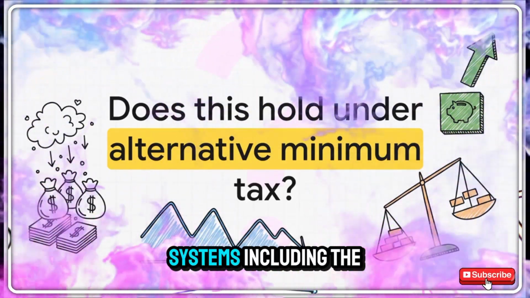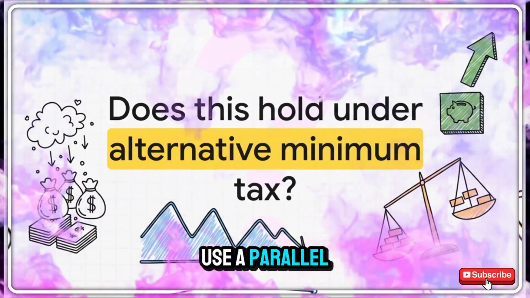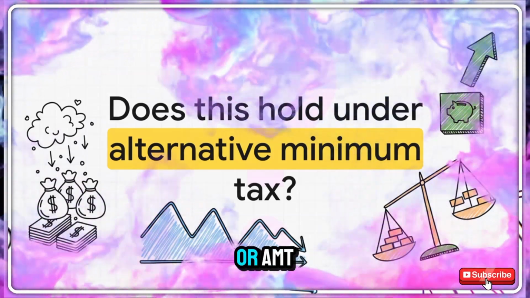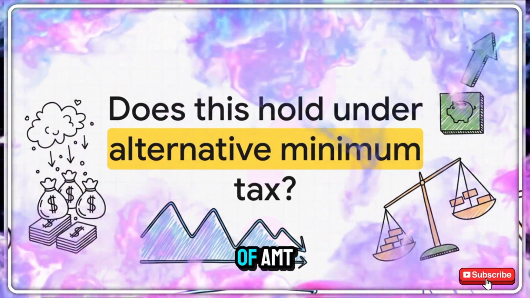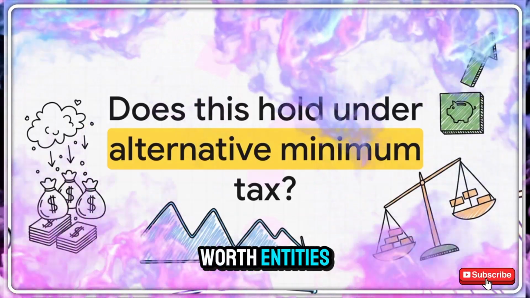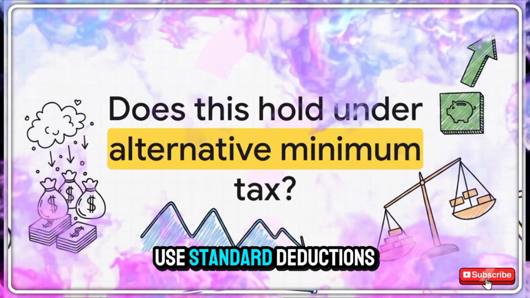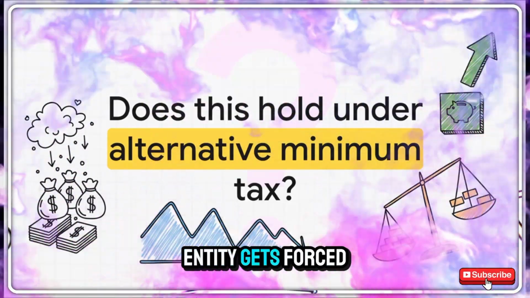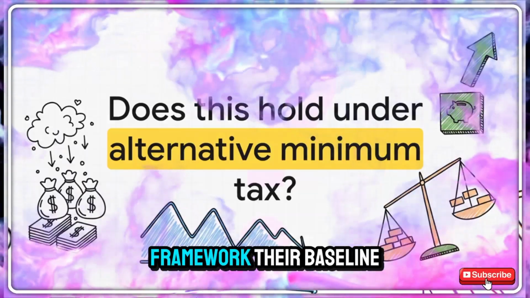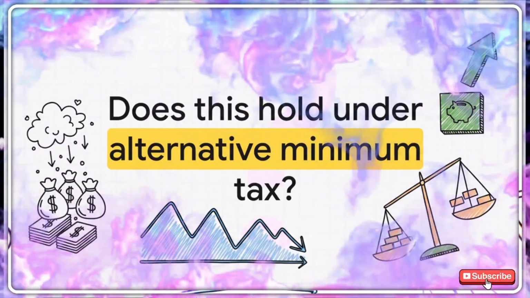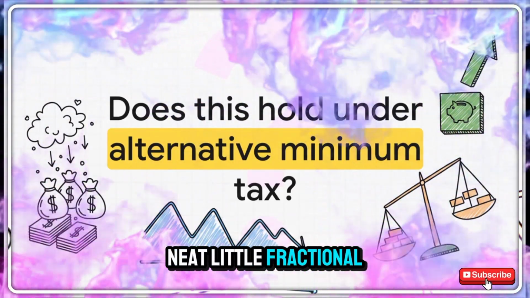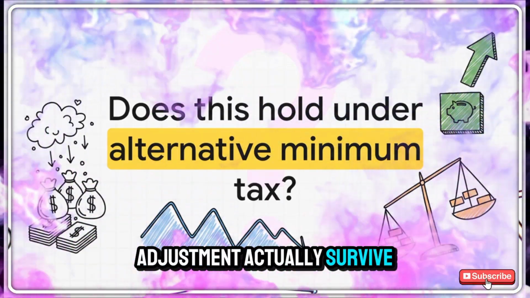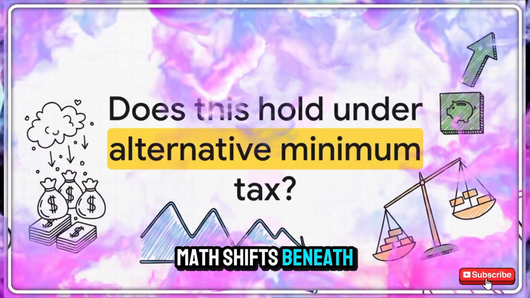A lot of systems, including the US, use a parallel minimum tax structure, known as the Alternative Minimum Tax, or AMT. The whole point of AMT is to make sure high net worth entities can't just cleverly use standard deductions to drop their tax liability down to zero. But when an entity gets forced into this alternative framework, their baseline tax rates shift. So, does our neat little fractional equivalency logic still hold up? How does the adjustment actually survive when the very foundation of the math shifts beneath it?